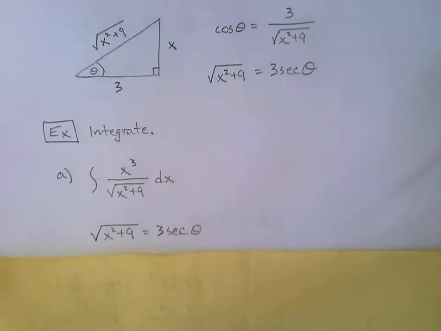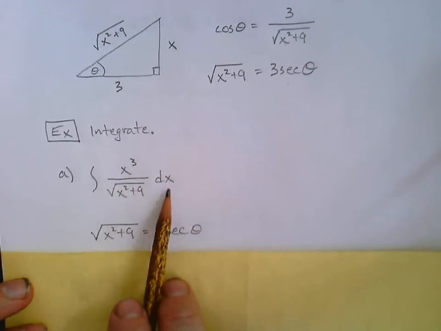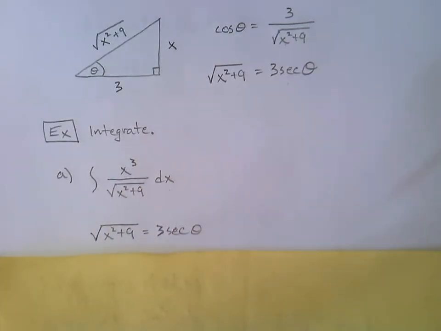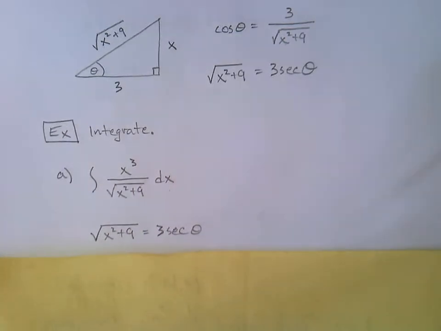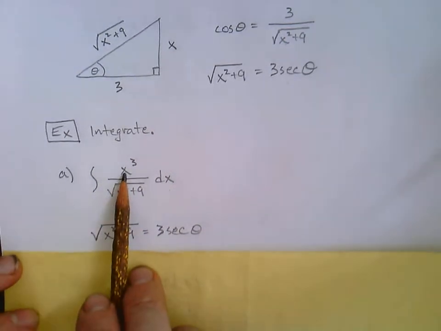But there are other pieces to this integral, right? Actually, two other pieces. There's an x and a dx. We need to find substitutions for all of these: for the square root, for the x, for the dx. Okay, so let's take a look at the x.